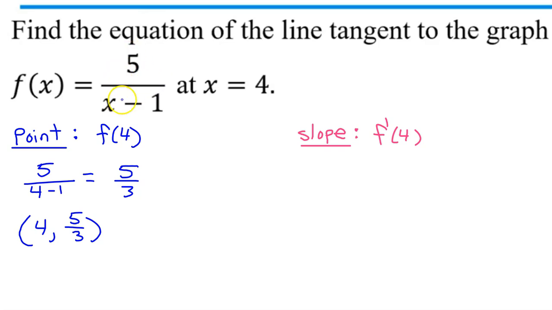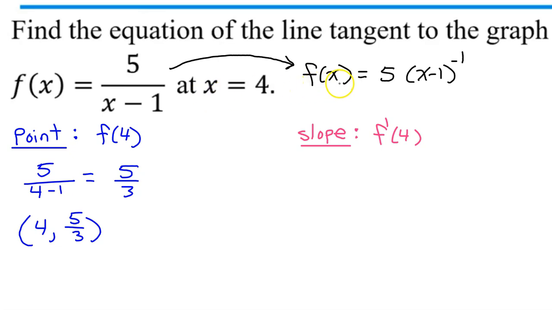So we could do the quotient rule because we have 5 over x minus 1, but I don't recommend that. I was going to suggest a rewrite of f of x equals 5 times x minus 1 to the negative 1 power. But this is a function inside of a function, which requires something called the chain rule, which we will learn soon, but we haven't learned yet. So we are going to go ahead and do the quotient rule. But by the time you get to the test, we're going to know the chain rule, and that's really how you would do it.